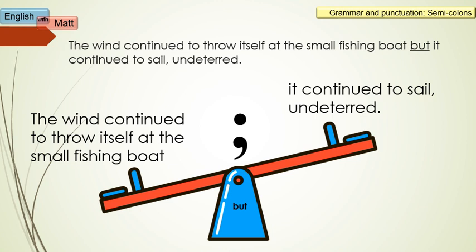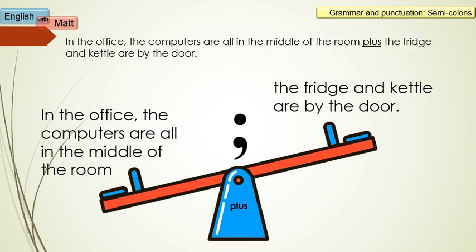And finally, again, same analogy, plus is now the pivot. Replace plus with a semicolon, and you've got your two bits of information of that sentence either side. So essentially, in this sentence, you learn that the computers are in the middle of the room, but you also learn that the fridge and kettle are by the door. So you've got two bits of information there in that sentence.